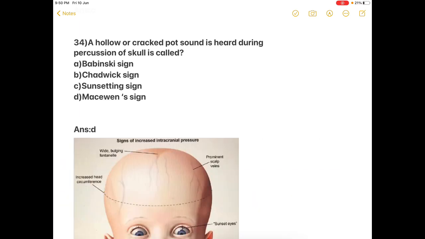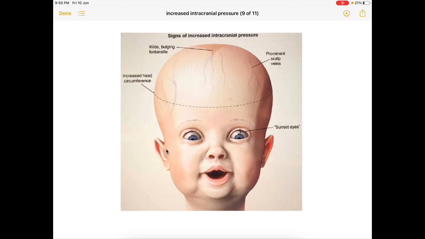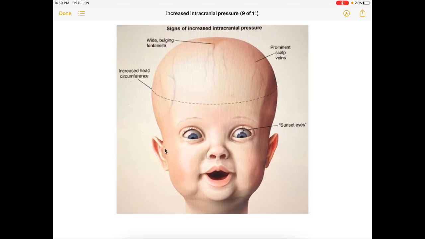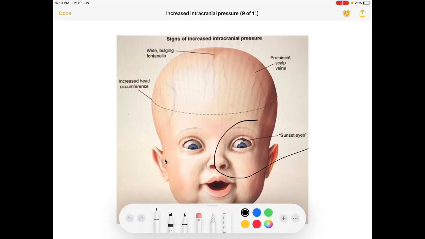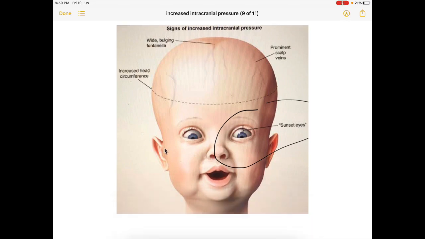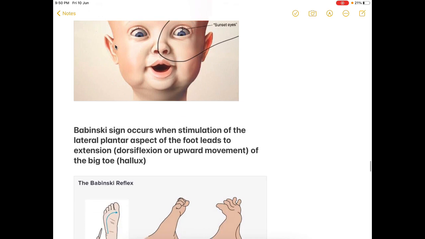We'll be seeing this. This is a sign of increased intracranial pressure: bulging fontanelle, increased head circumference, sunset eyes. This sunset eyes is present in hydrocephalus patients. See the image here. This is sunset eyes. So they might also ask this question.